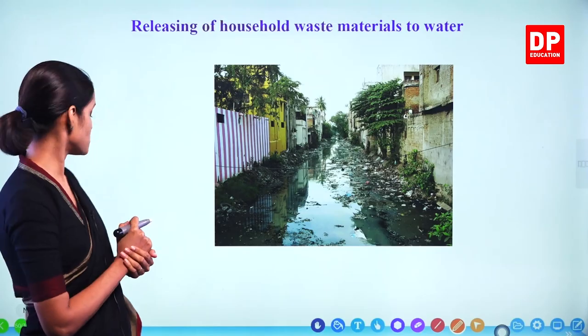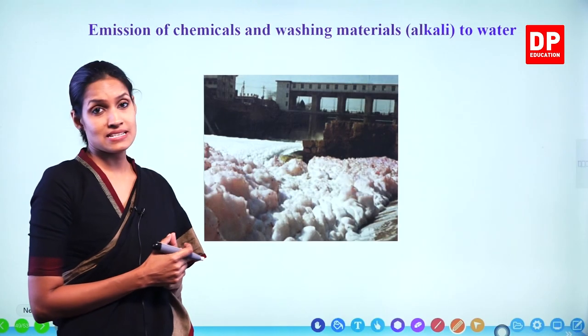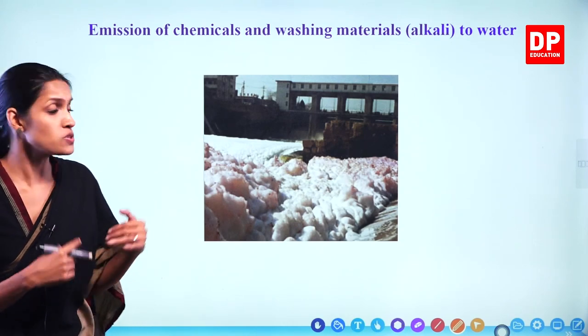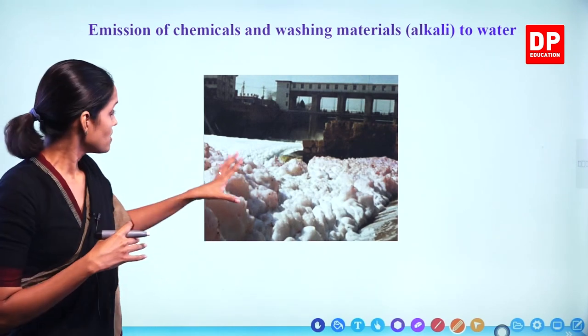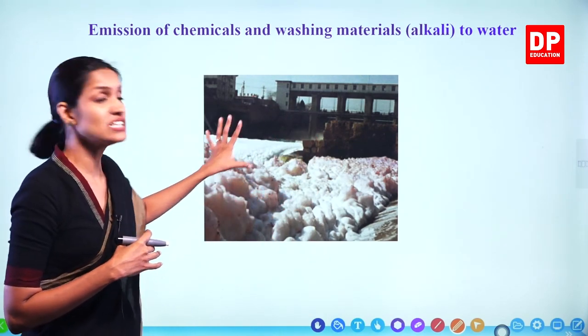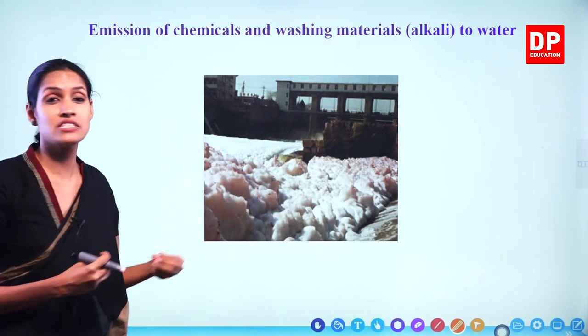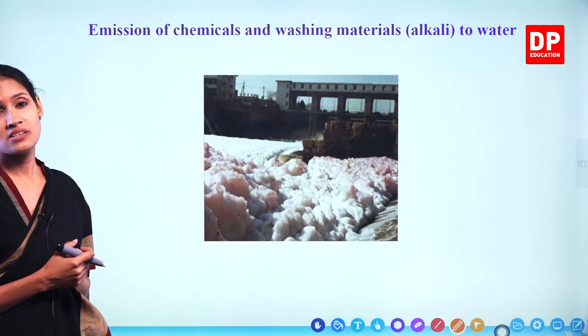Understand, children? Right. Next one, emission of chemicals and washing materials like washing powder, soap, shampoo, those type of substances. When added in too much, what will happen? It can pollute the environment, okay? When these substances are added in large amounts, that is not good for the environment.